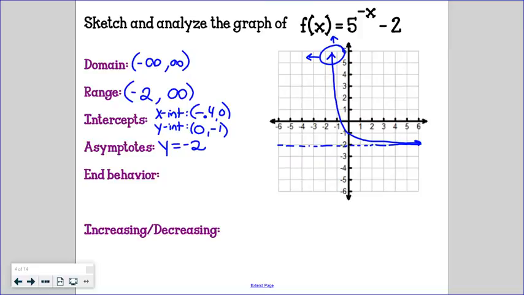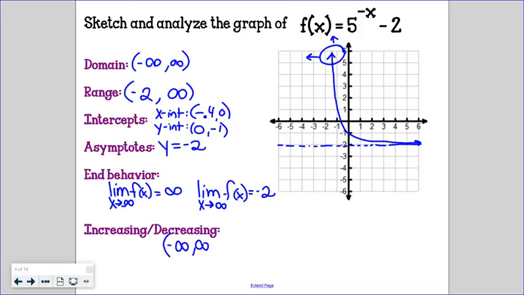And then moving down to our end behavior. Your end behavior should look like your range, one on one side, one on the other. As we look at this picture, the left-hand side is the one that is going up to infinity. Your right-hand side was the one that is headed towards -2. Is our graph increasing or decreasing the whole time? Decreasing. Never increasing on this one.